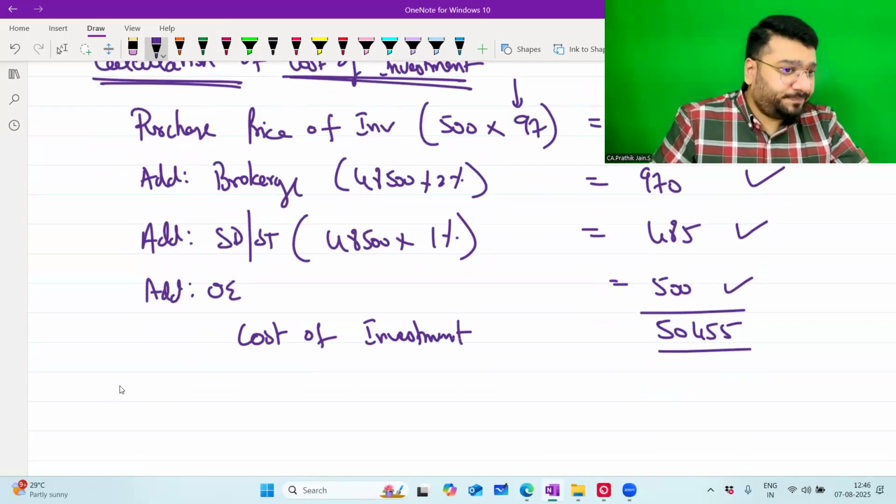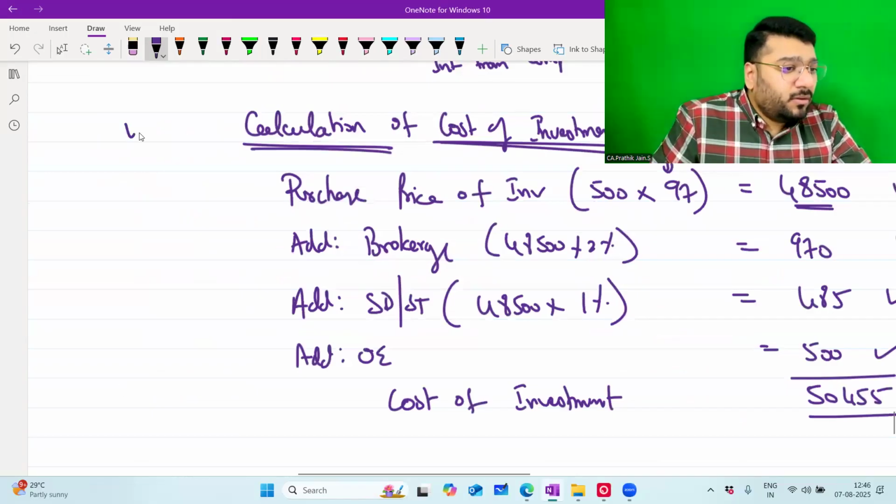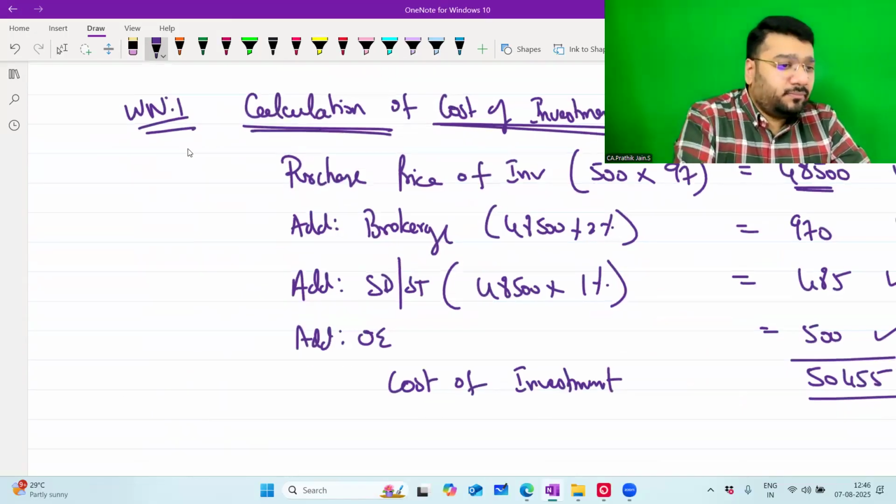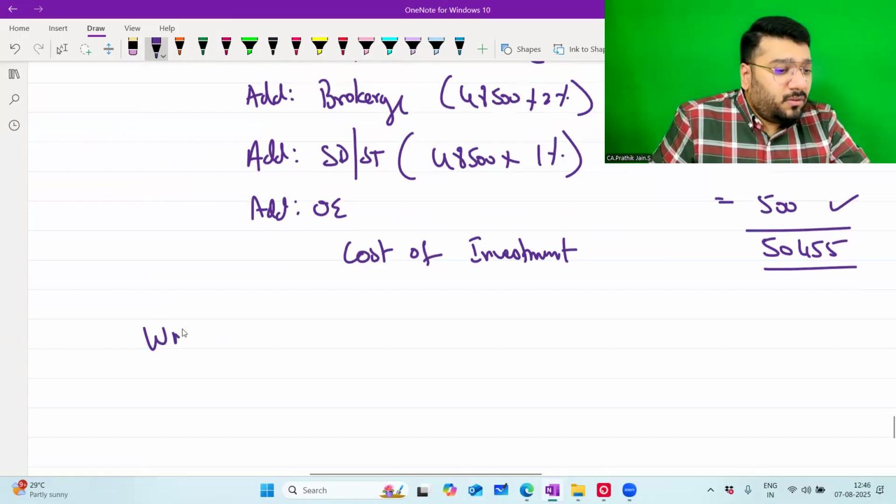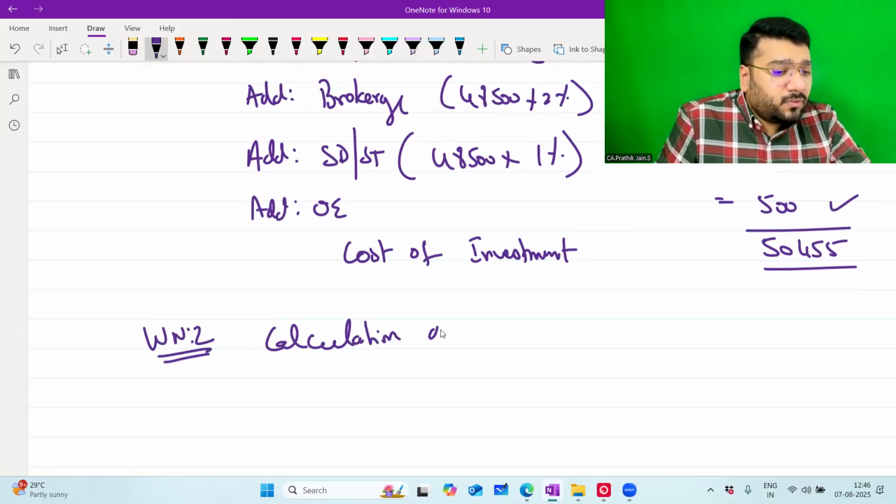Now, next is working note number 2. Calculation of interest to be paid.